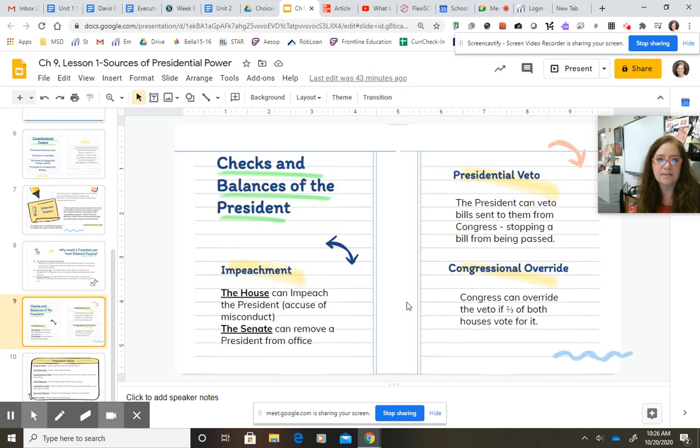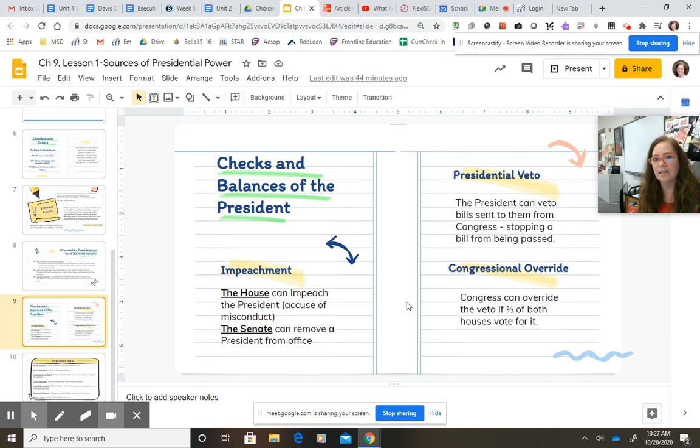Checks and balances. Some of these were also mentioned in the video, and there are more than are here on this slide, but these are just the ones that are mentioned in your book. Impeachment, you guys have heard of that. The House can impeach the president, and we had talked about that, I think, just last week or two weeks ago, which President Trump was impeached by the House. But the Senate has the right to remove a president from office. So it has to go through both houses of Congress, and the Senate chose not to remove the president from office. So he stays as president.